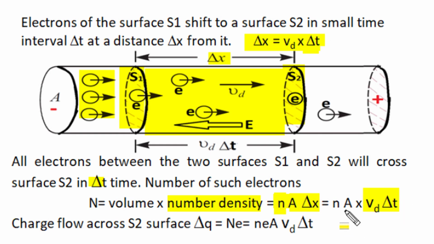So the total amount of charge that has crossed the S2 cross-section plane can be obtained by multiplying the number of electrons crossing the S2 surface in delta t time by the charge of the electron, and we find the charge flow across the S2 cross-section surface is n e A Vd delta t, where Vd is the drift velocity of the electron, A is the cross-section area of the conductor, n is the number of free electrons per unit volume, and e is the electronic charge.